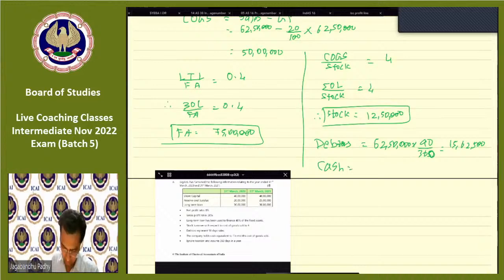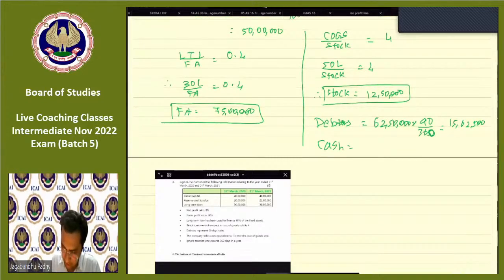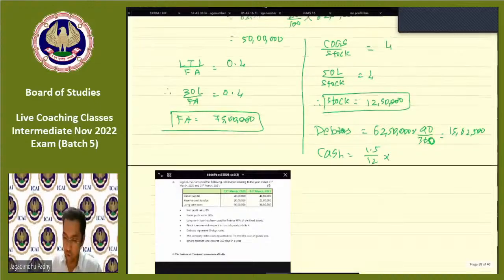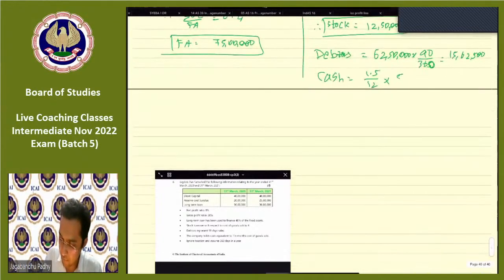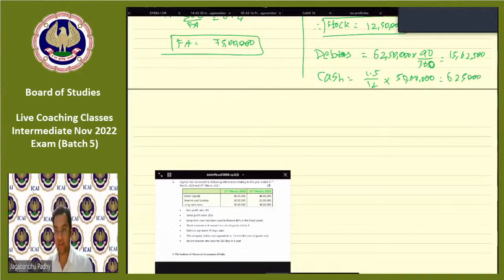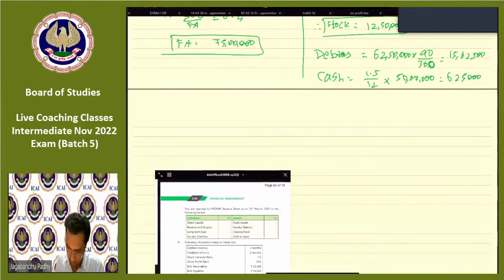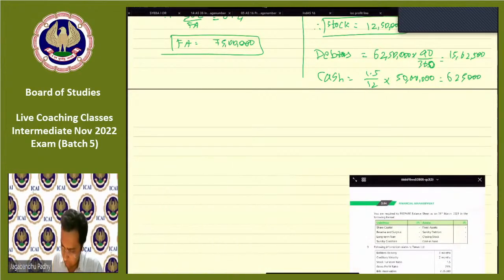Cash: the question says the cash is 1.5 months of cost of goods sold. So 1.5 by 12 into cost of goods sold. Cost of goods sold is 50 lakh, so 1.5 by 12 into 50 lakh is 6 lakh 25,000, the cash balance. I think we have done almost everything here. I need to fill up just the balance sheet now.